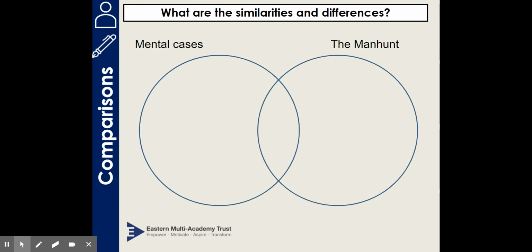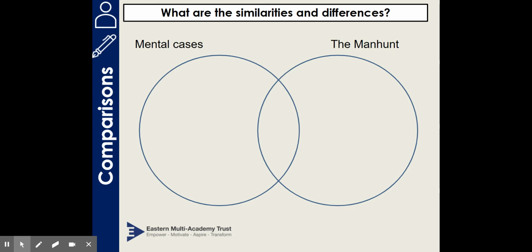Okay, so we're going to spend a little bit of time looking at and expanding on those similarities and differences between the two poems. One way we can do this is through a diagram like the one above. On the one side, we've got the poem Mental Cases, and on the other side, we've got Manhunt, and we've got those two circles overlapping. So that bit in the middle is going to be where we put our similarities.